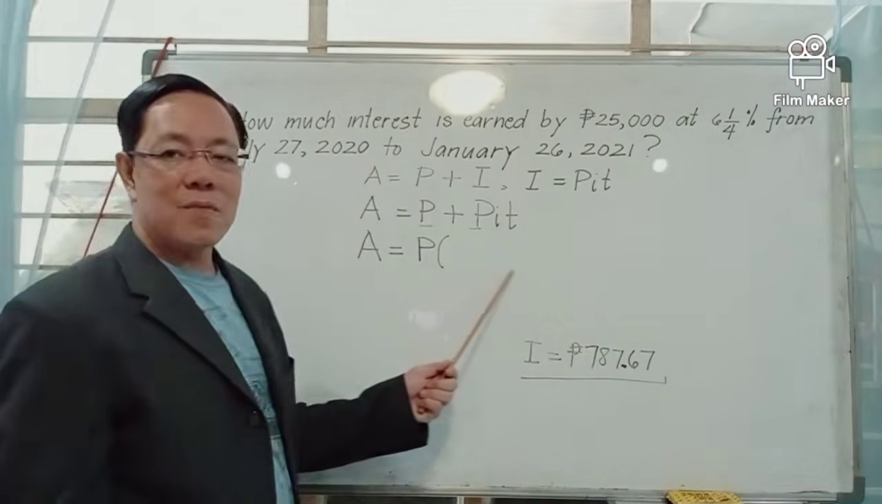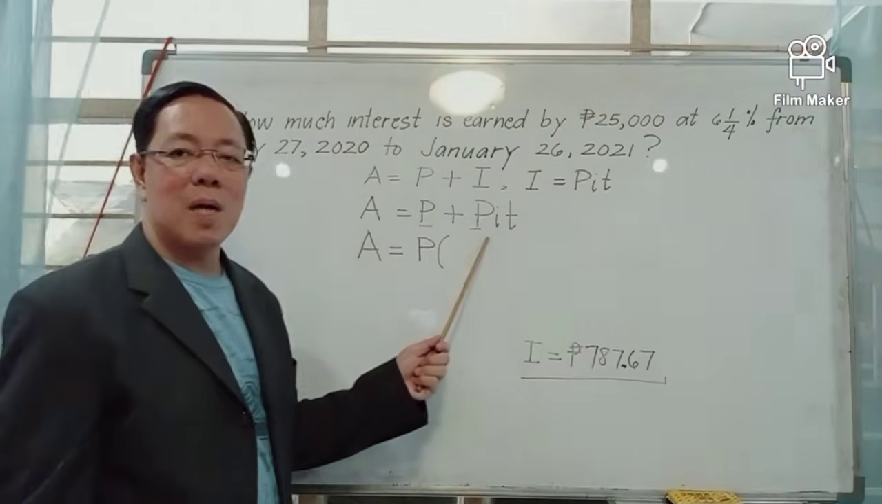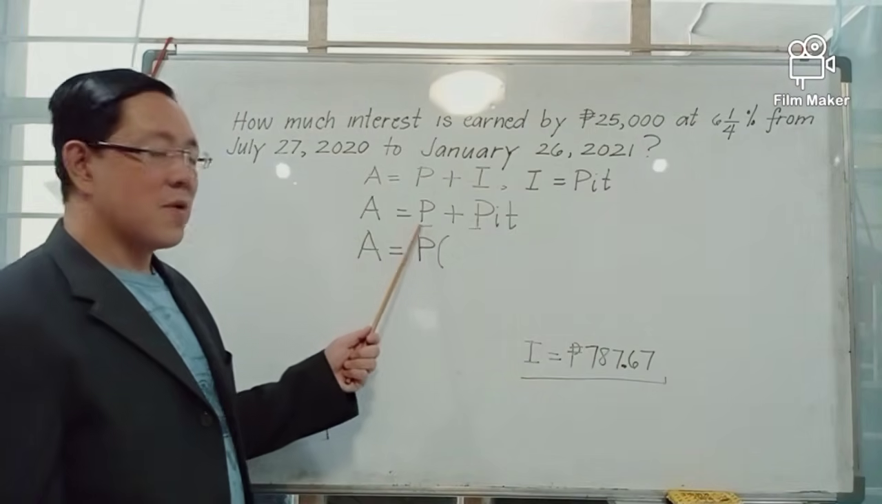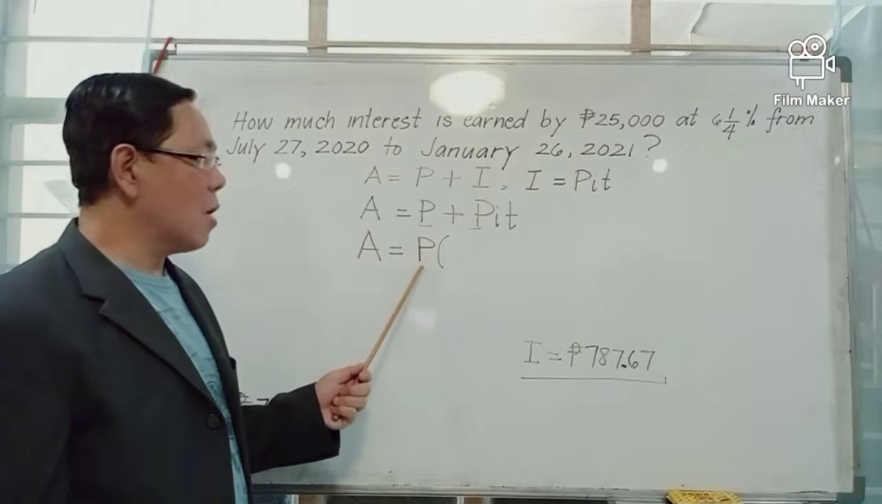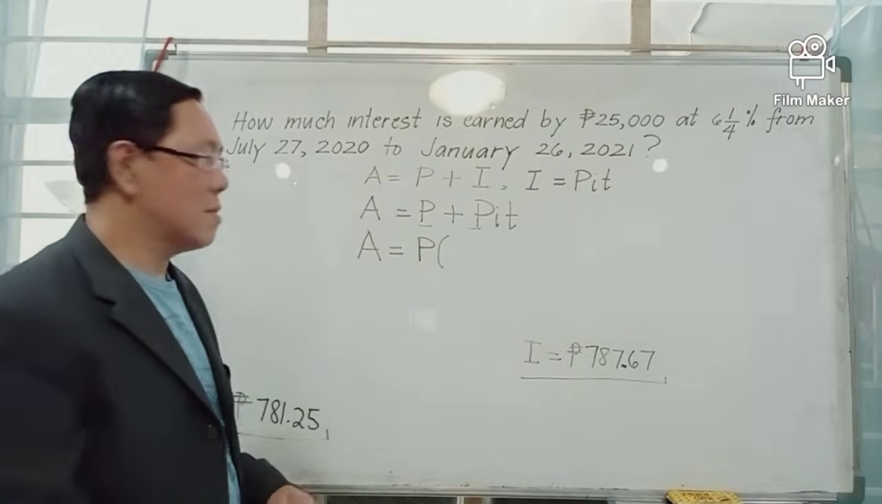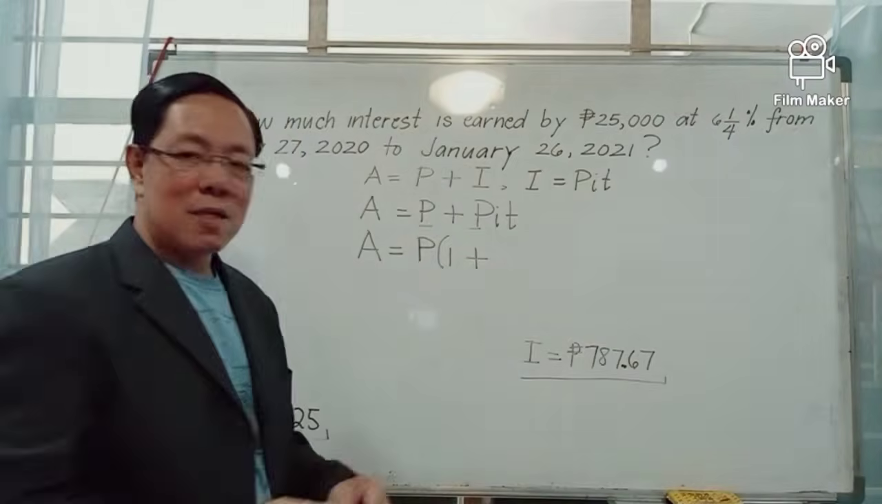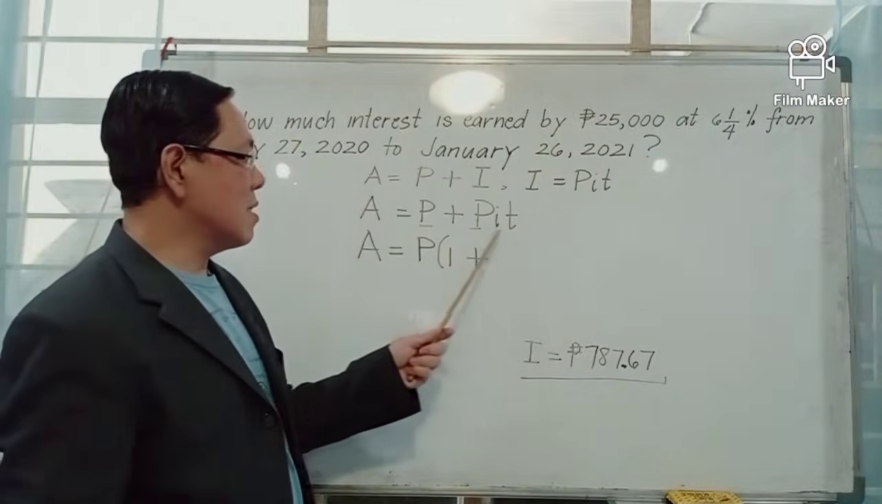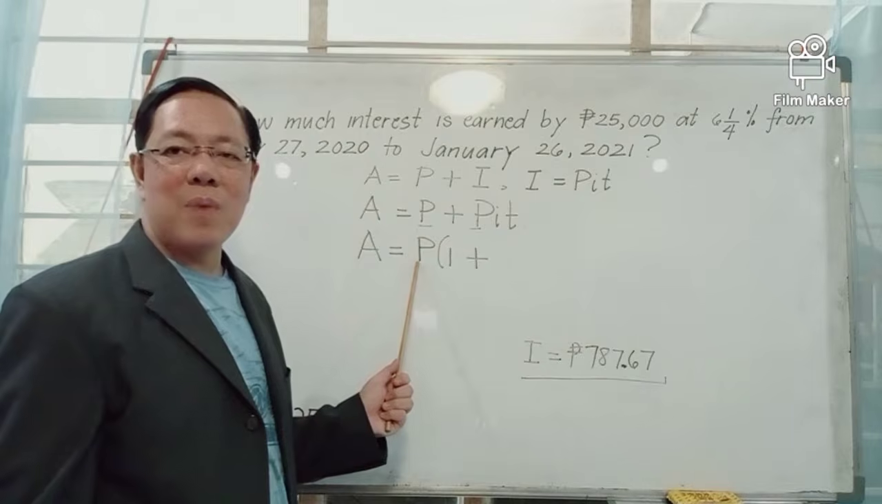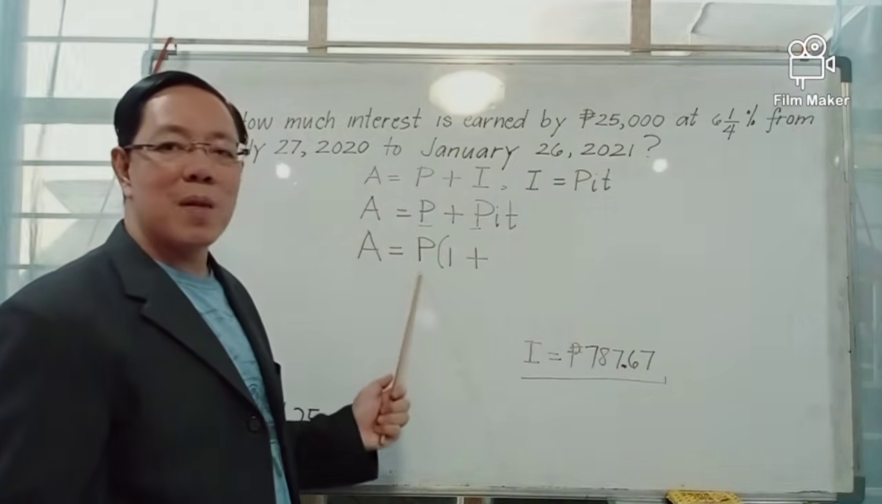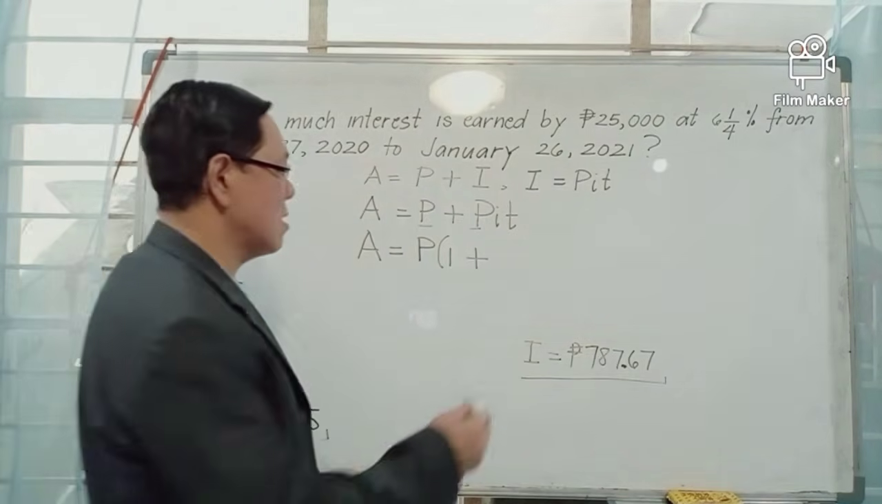Now we find the other factor by dividing each term by P. The first term is P, divided by the common factor P is 1. 1 plus, the second term is PIT, divided by the common factor P. PIT divided by P is IT.